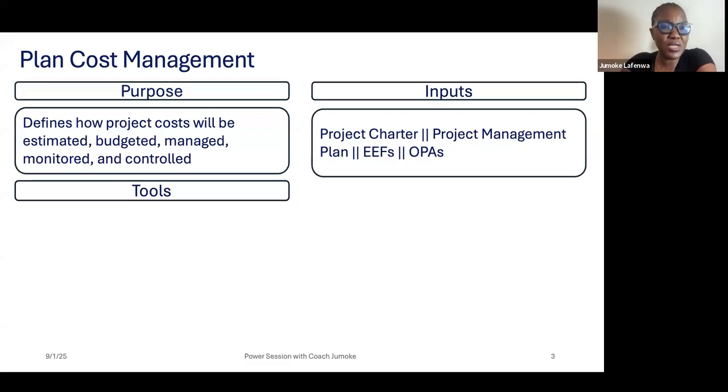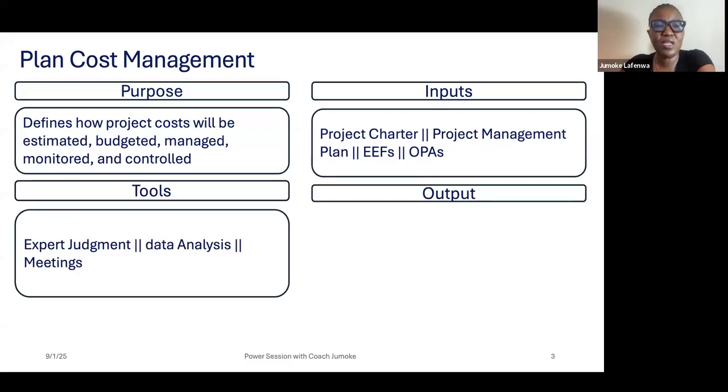What are the tools that you need to plan your cost management? Expert judgment. There's something that comes with experience. So you will need that. If you don't have that, you look for someone that has it. Then data analysis. You will use meetings. You meet with your teams, you meet with stakeholders to look into things.